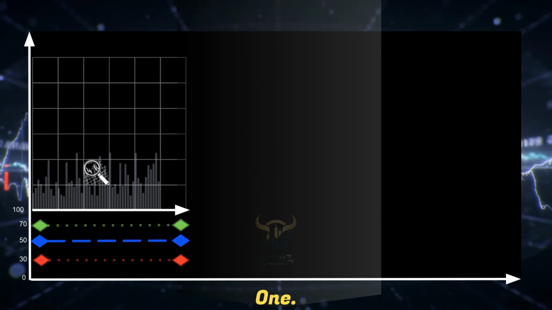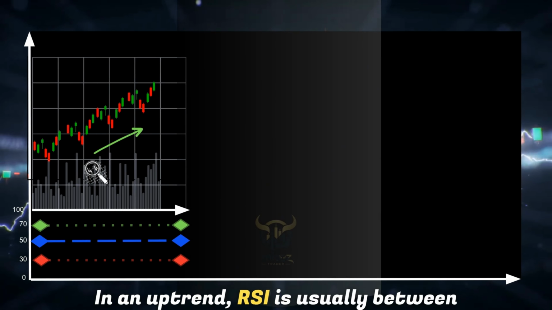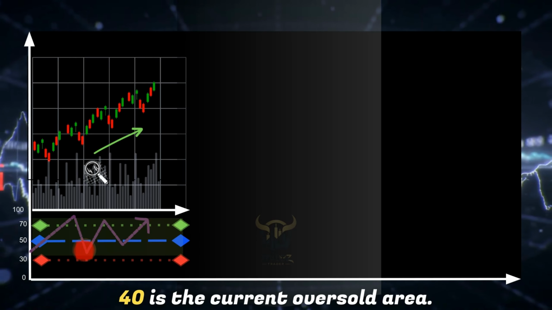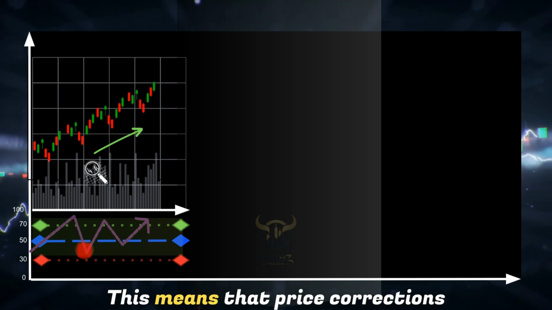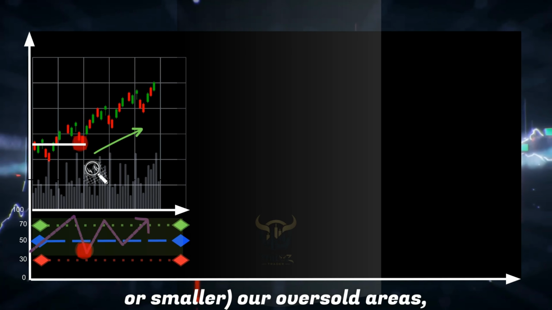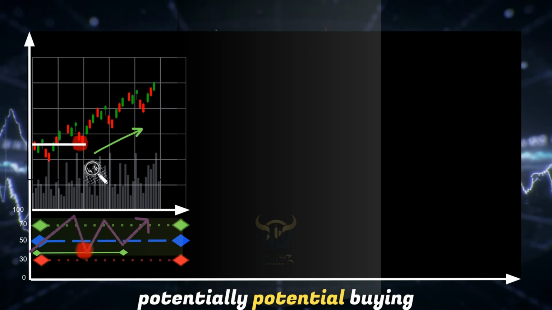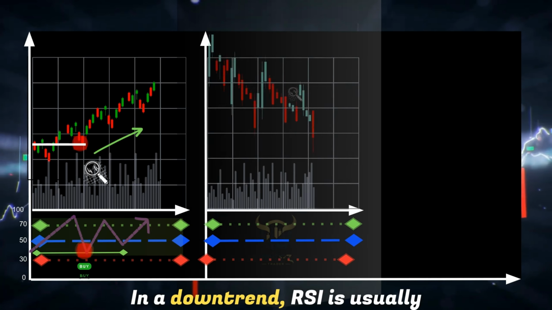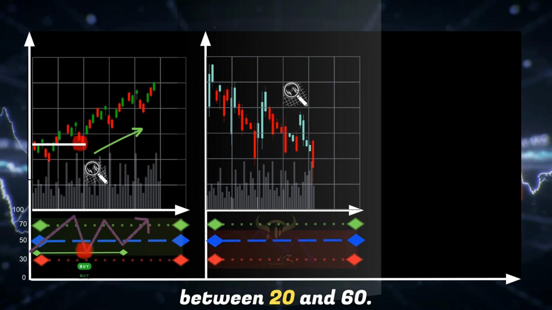Consider the trend. 1. In an uptrend, RSI is usually between 40 and 80. See 40 as the current oversold area. This means that price corrections in RSI near 40, which may be larger or smaller, are oversold areas, potential buying opportunities.